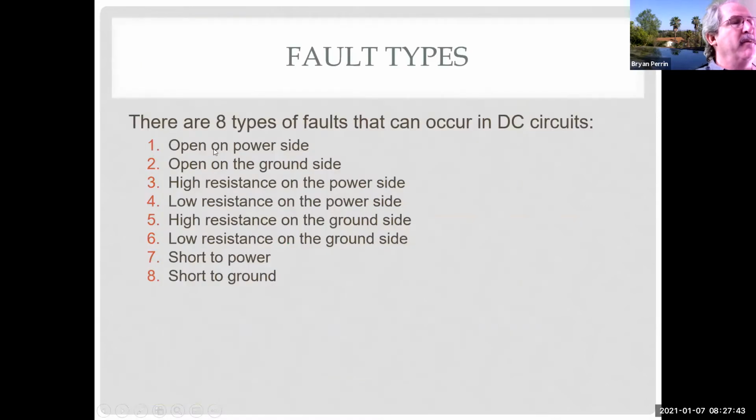But so we really only have opens, high resistance, short to power, short to ground. Those are the only 4 things we ever diagnose on a DC circuit. So an open circuit, high resistance in the circuit, short to power, or short to ground. High resistance, again, because we know current flows the same everywhere in the circuit, it doesn't matter whether it's on the power side or the ground side, we're going to diagnose it the same way.